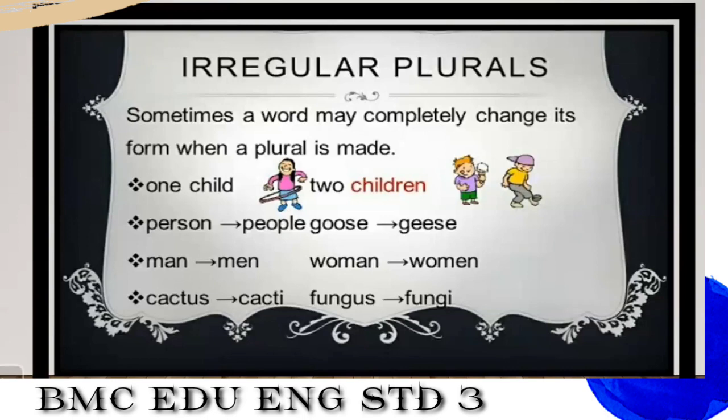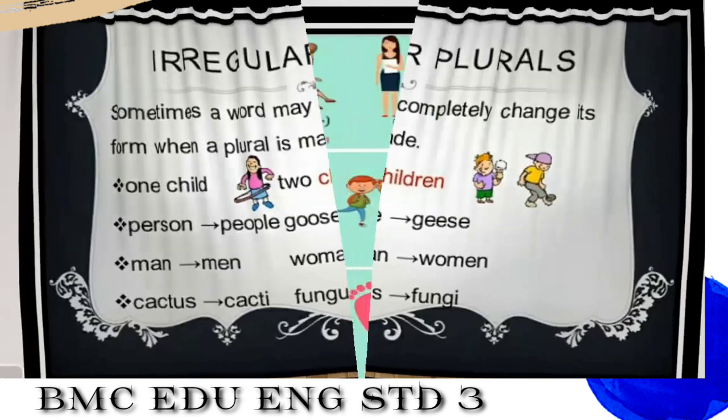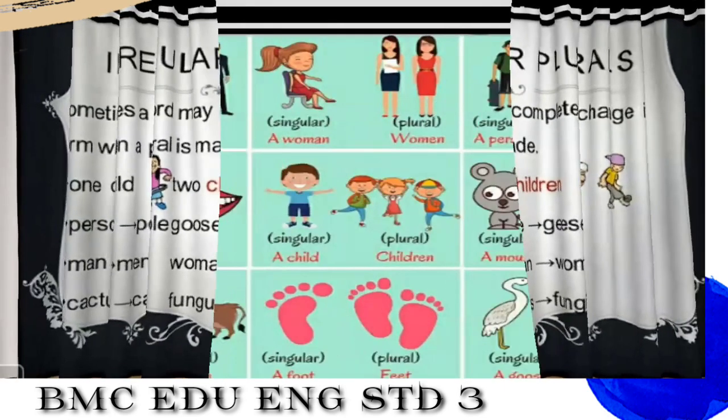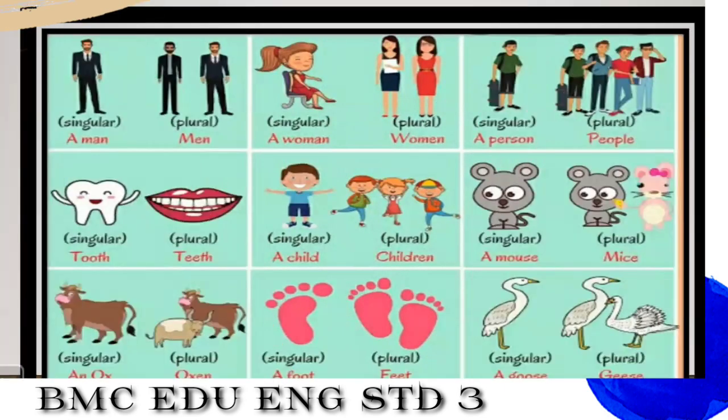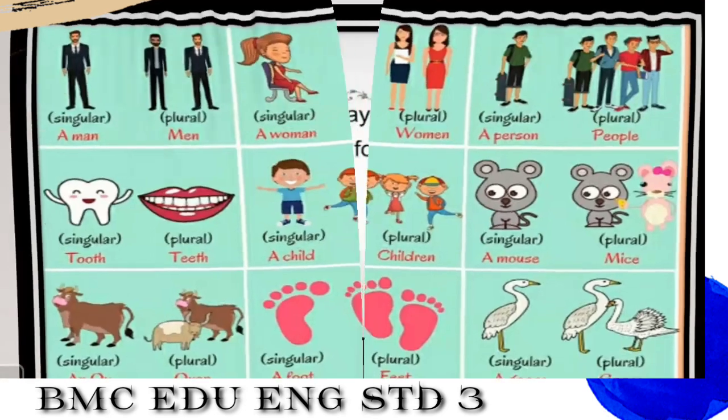Irregular plurals means what? The spelling is totally different. See, man, men. Woman, women. Person, people. The spelling is changing. Tooth, teeth. Child, children. Mouse, mice. Ox, oxen. Foot, feet. Goose, geese.